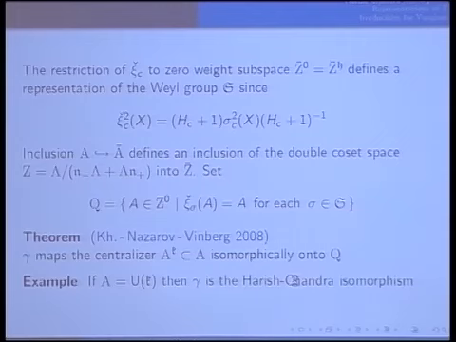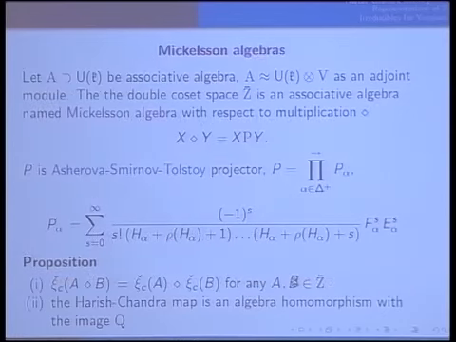So now I will work with this algebra Q. Instead of the centralizer, I will use the elements of the double coset space which are invariant with respect to Zolobenko operators.